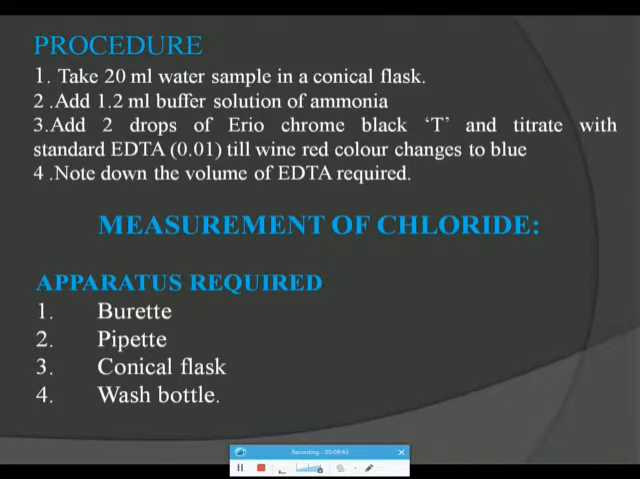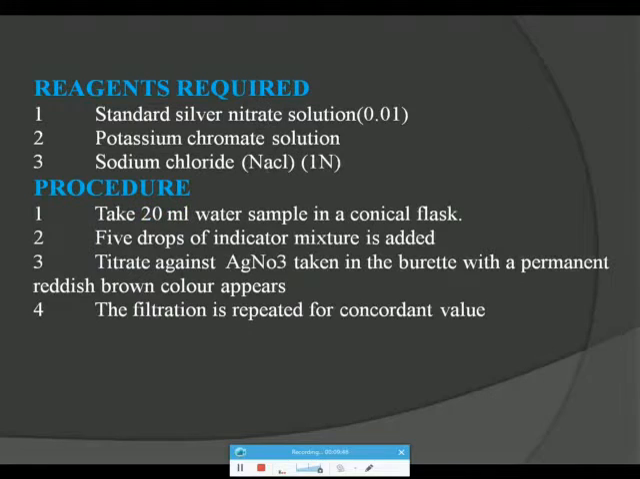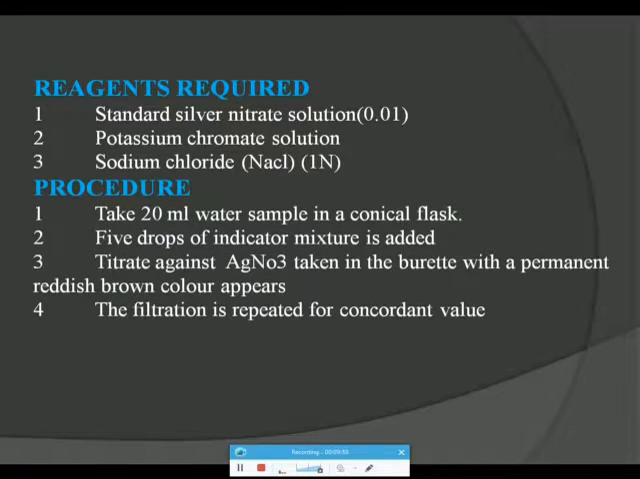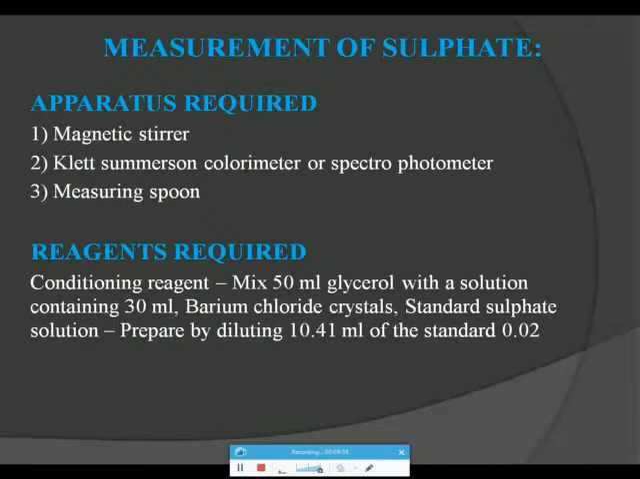Measurement of chloride. Apparatus required: burette, pipette, conical flask, wash bottle. Procedure: take 20 ml of water as above; the total hardness procedure should be followed in these conditions, but add 5 drops of indicator and titrate against AgNO3 taken in the burette until a permanent reddish brown color appears. The titration is repeated for the concurrent value.